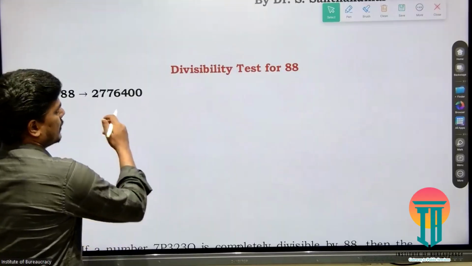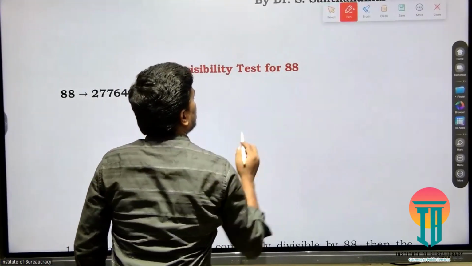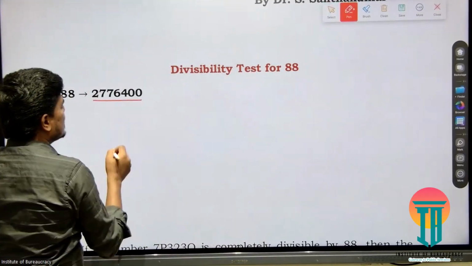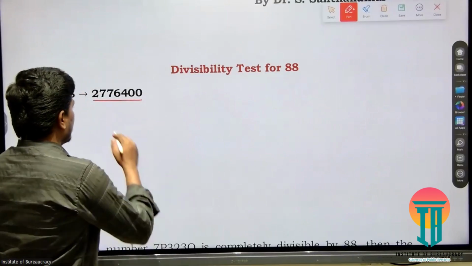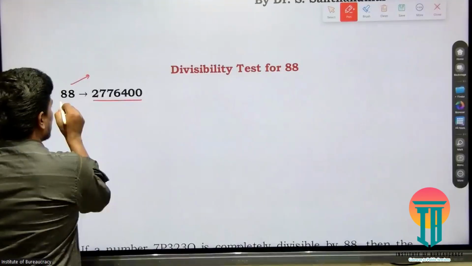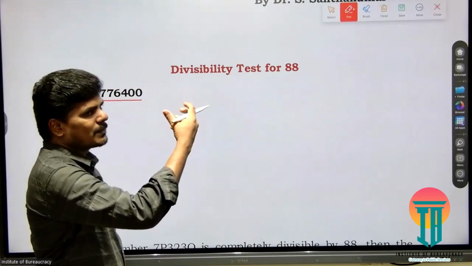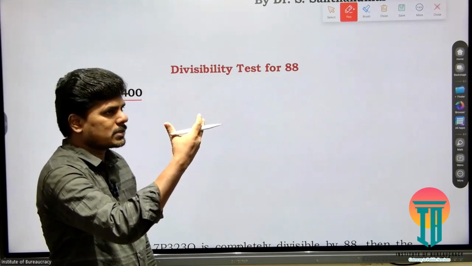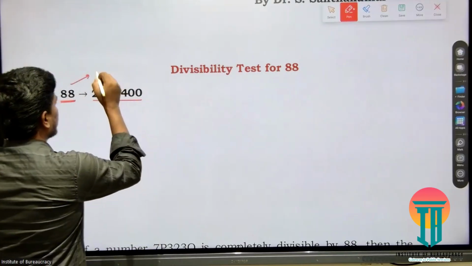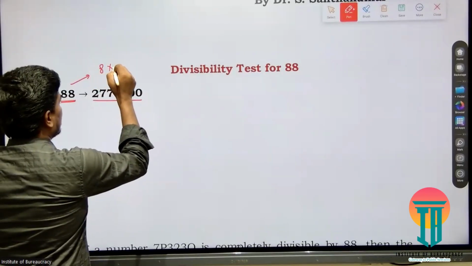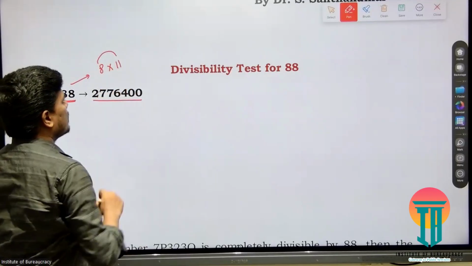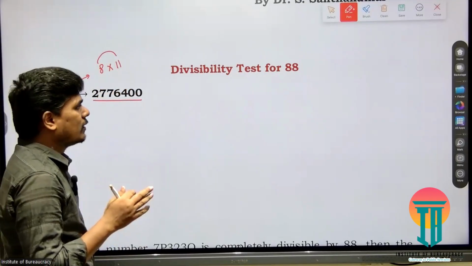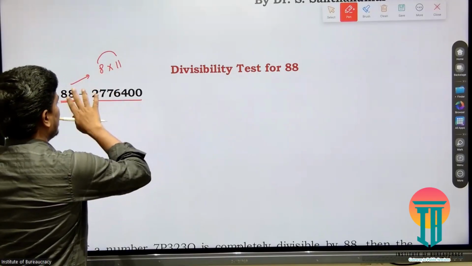Let us take this number, and check whether this number is divisible by 88 or not. So that's what we are going to discuss. 88 is a two-digit number. You try to write it as a product of two co-primes. So that's going to be 8 and 11. The HCF of these two numbers is 1, therefore 8 and 11 give 88.